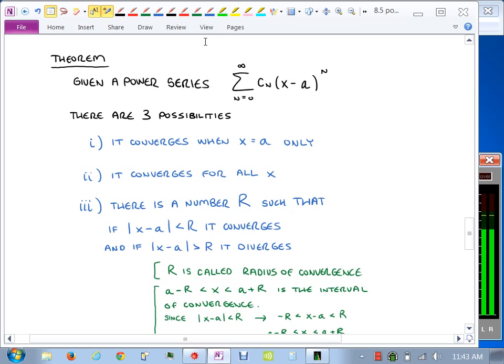Or there is some number, capital R, such that if the absolute value of X minus A is less than R, it converges. And if the absolute value of X minus A is greater than R, it diverges. So this is just saying that there's an interval where it converges. Those are the only three possibilities for a power series. It either converges only when X is A, always converges, or converges on some interval. And that interval is what we're going to call the interval of convergence. The capital R is what we call the radius of convergence.